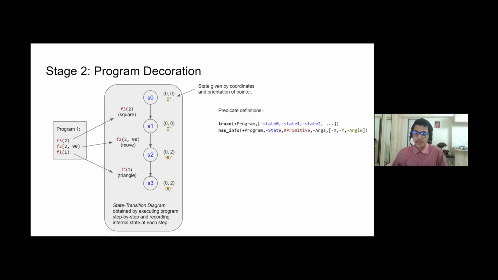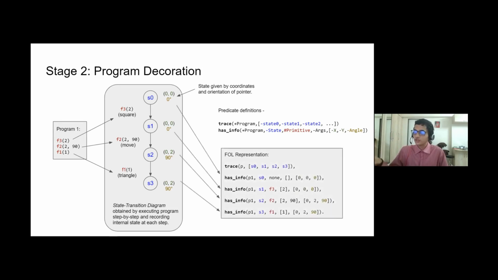This state transition diagram is then converted into a first order logic sentence to be input into the theory generation stage, with the following predicates: trace, which is used to associate a sequence of states with a program, and the has-info predicate, which is used to associate state information with the particular state, as well as the primitive that was called just before we got to the state. The general idea is that we're encapsulating this whole state transition diagram into a first order logic sentence.